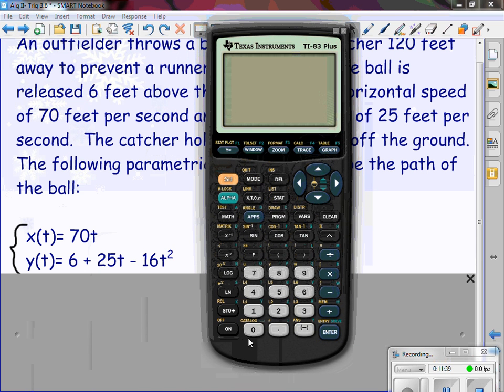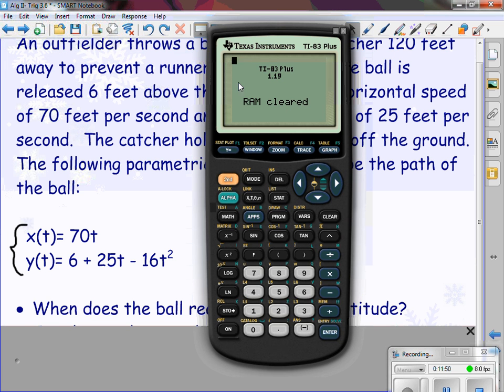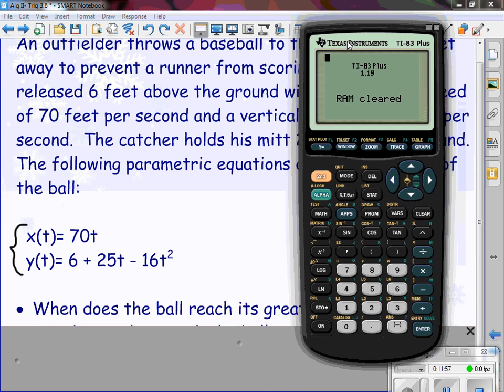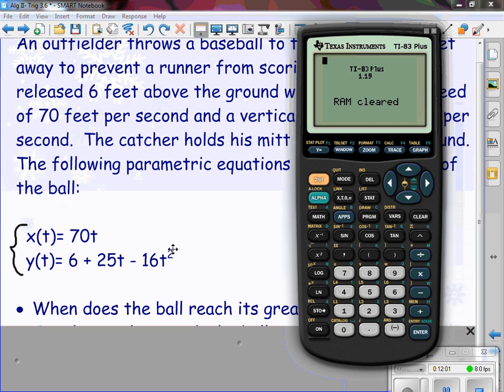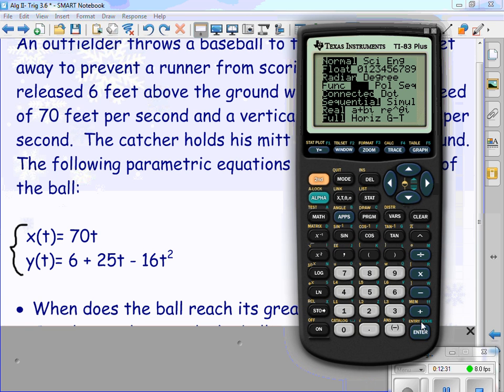All right. Take your calculator. If I go to put these in my calculator, because we want to find out when the ball reaches its greatest altitude. What is altitude? Height. So I need to put this in the calculator. That's the best way to solve these. If I hit y equals, I can't put these equations in there, because I need an x of t and a y of t. Hit mode. You're used to graphing functions. This is a parametric function. So go down where it says function, go over to par, press enter. That changes it to parametric mode.